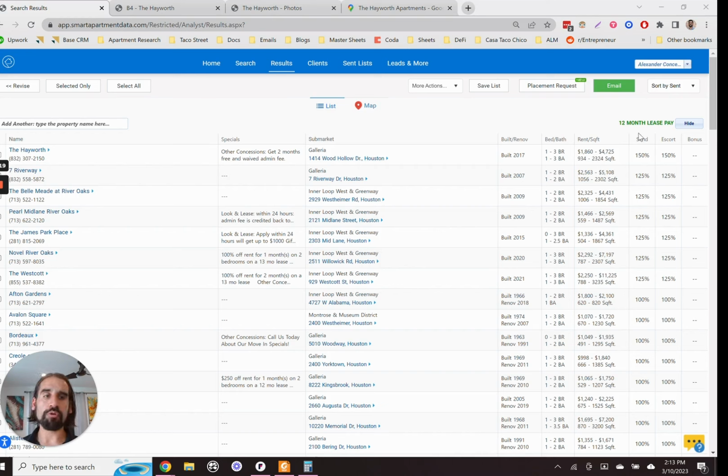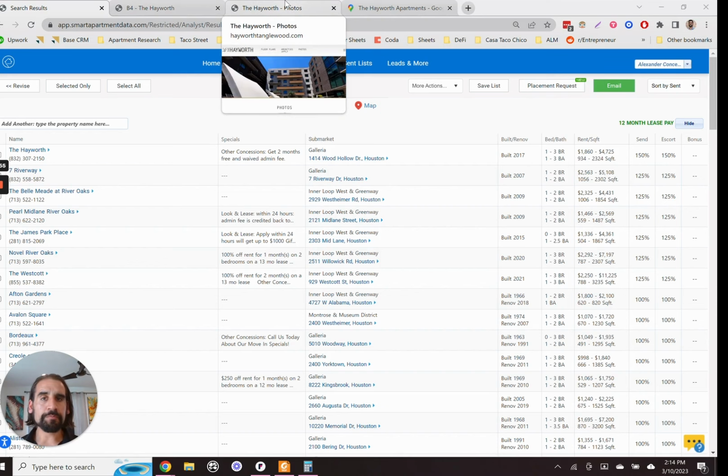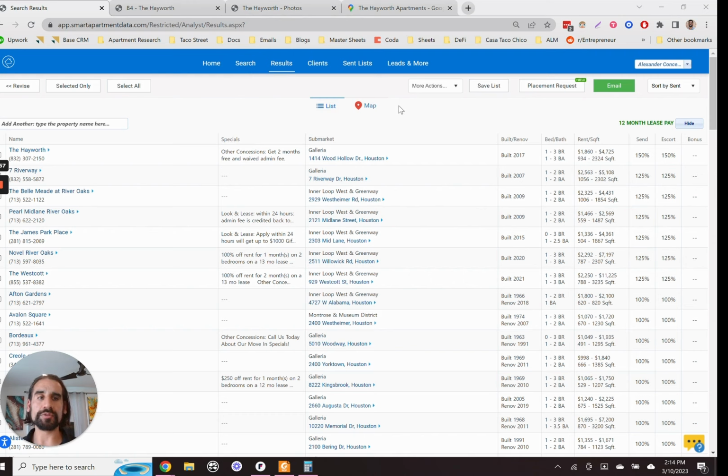But the more important column for this video is the send and escort column. The numbers you see here are the bounty apartments are advertising what they're paying to apartment locators. So what you see here with this building, the Hayworth, is they are paying 150% commission, which is amazing for us apartment locators, because what this means, if you have a client that leases a unit here, then they're going to pay you 1.5 months worth of rent.